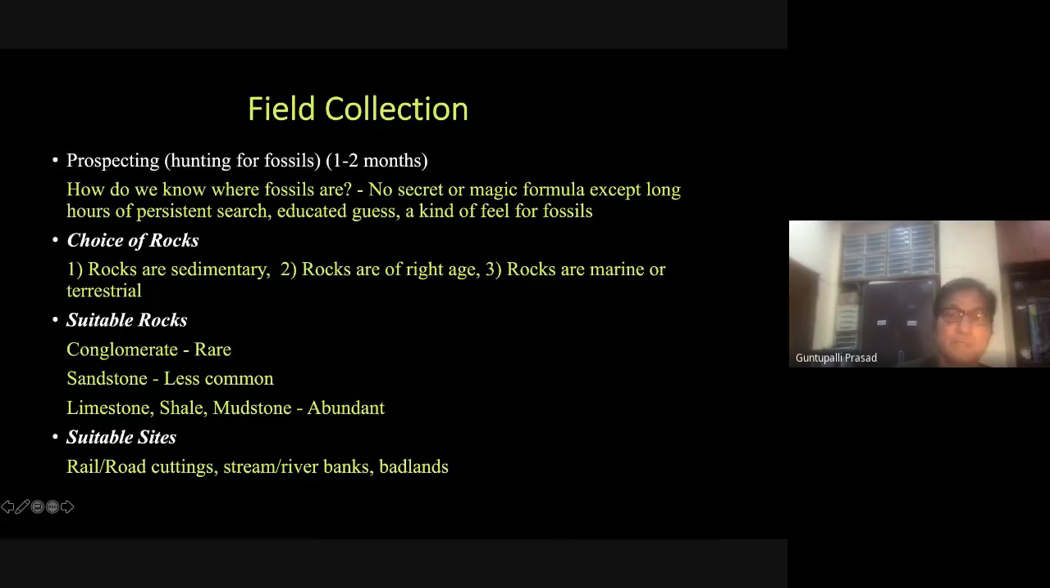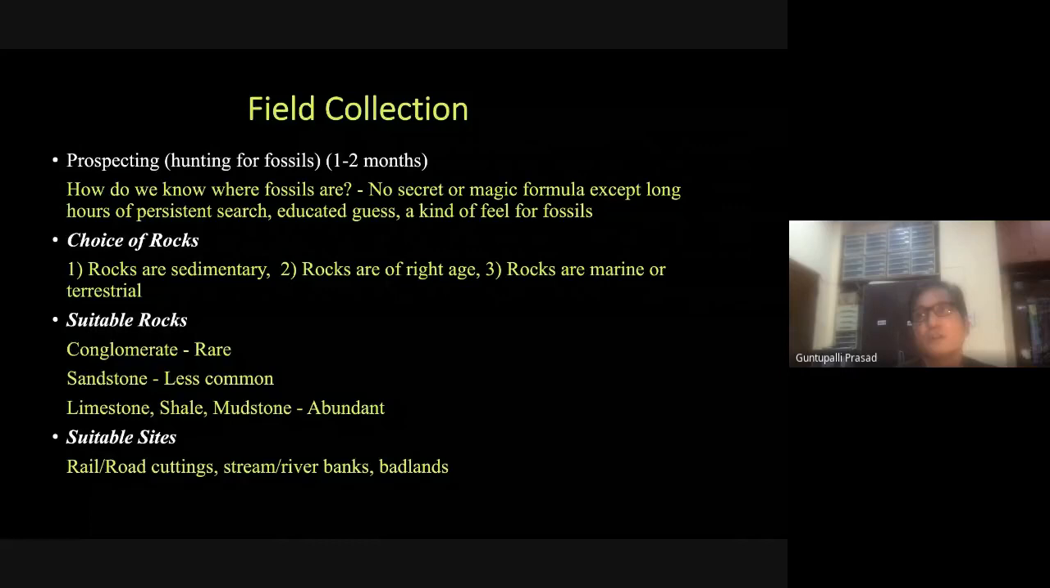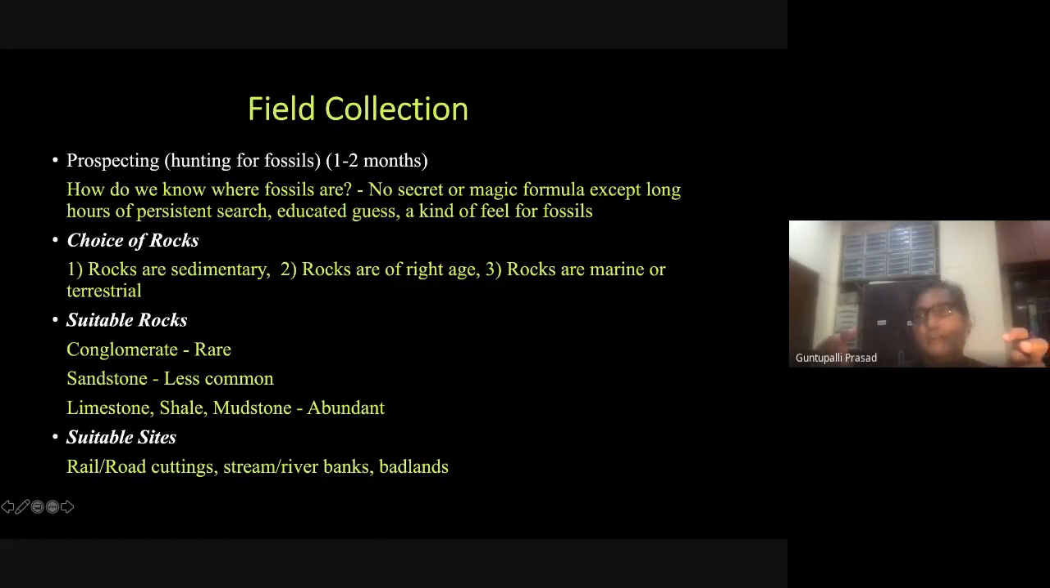So if you're looking for dinosaurs, you should look in continental sediments, in terrestrial rocks, not in marine rocks. If you're looking for corals, for example, you should look in marine rocks. Then the suitable rocks for preservation: conglomerates are mostly boulders and pebbles, which have been transported for long distances and deposited in one place. So they destroy most of the organic material, and therefore you will not find any fossils.